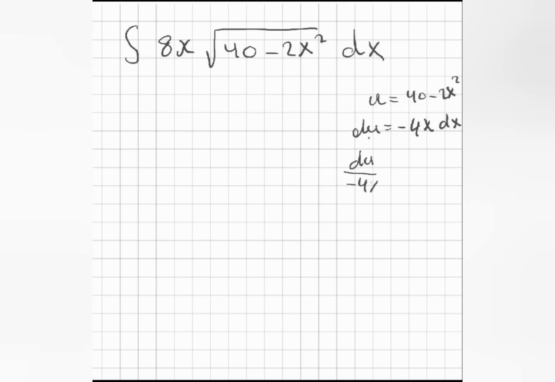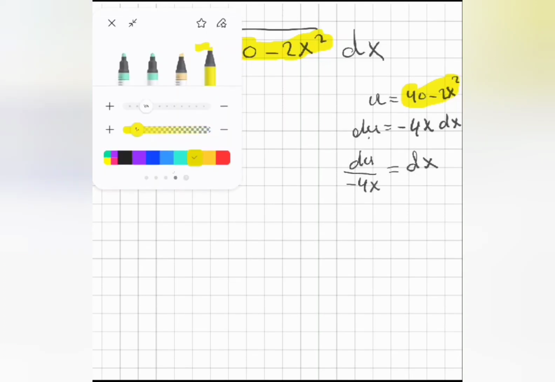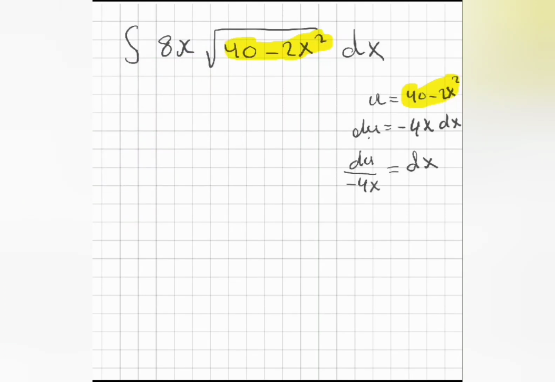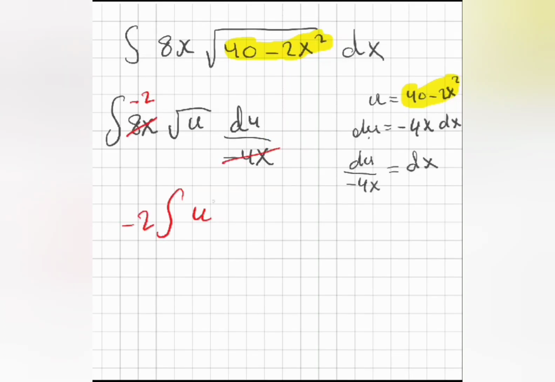So isolating dx, we need to divide both sides by negative 4x. So it's du over negative 4x. So let's replace this with u and this part dx with du over negative 4x. So it's going to be 8x times the square root of u times du divided by negative 4x. 8x divided by negative 4x is negative 2. I'm going to write that in front. The square root of u is the same as u to the 1/2. So now we can use the power rule.